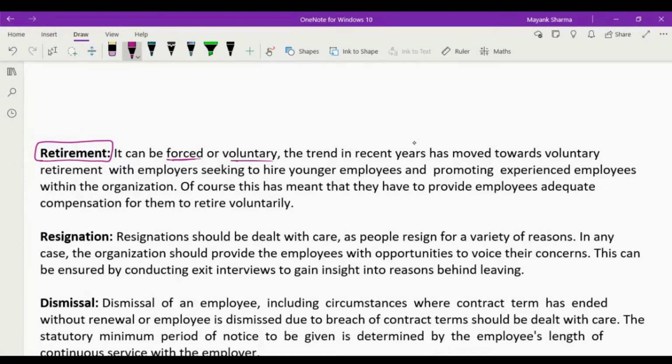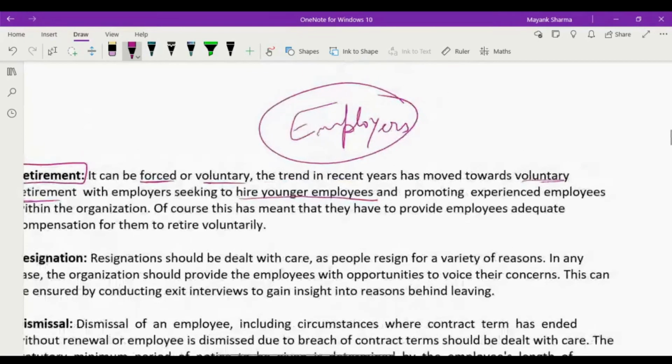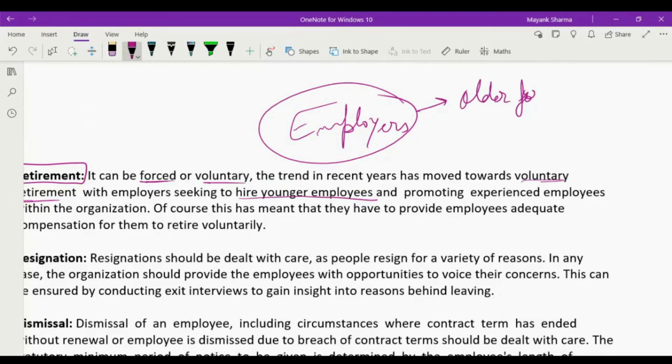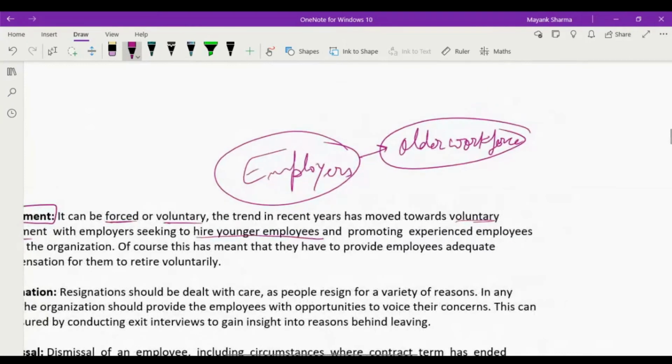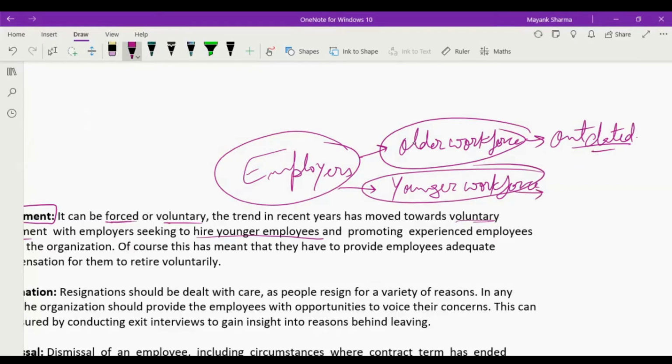The trend in recent years has moved towards voluntary retirement, means people voluntarily retire before they come of age, with employers seeking to hire younger employees. So what employers nowadays face is a situation where they feel that their older workforce is outdated in terms of technology. But when they talk about a younger workforce, they see an opportunity that these will be well versed with technology. These will be cheaper as well because they are just starting their career. In case of the older workforce, they are expensive because they have been working for so long.